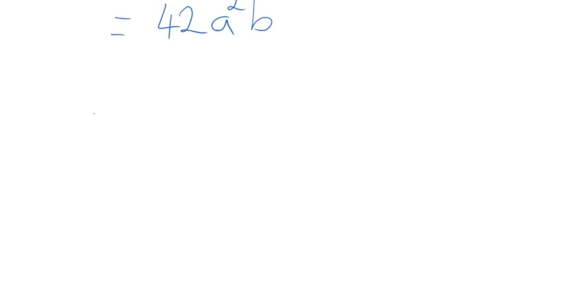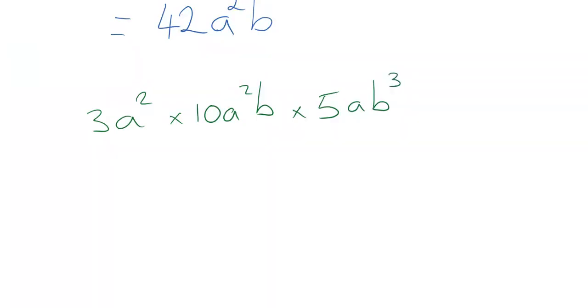What about if we considered 3A squared multiplied by 10A squared B multiplied by 5A B to the power of 3. Well, just like the previous case, we can bring those numbers together. We can think about how many A's we've got, and we can think about how many B's we've got. And I'm going to explain this in quite some detail, but we can certainly move through this a little quicker in a moment. But we're going to have 3 times 10 times 5 as our number, all right? And we can see where that is coming from.